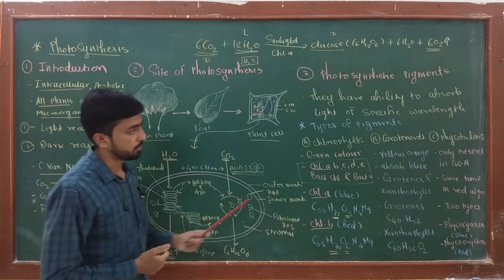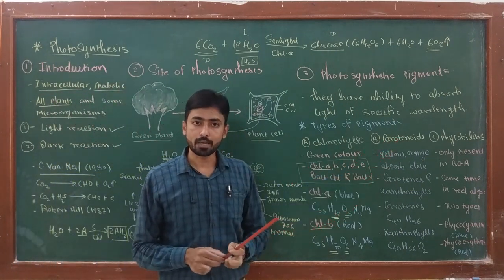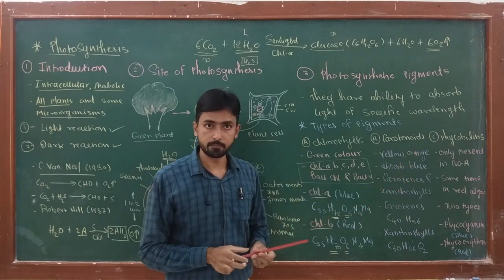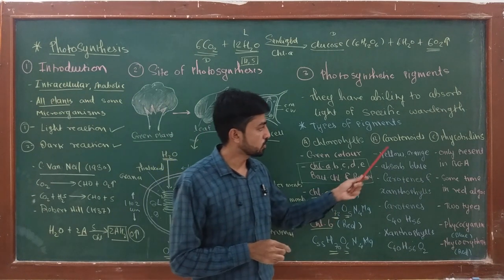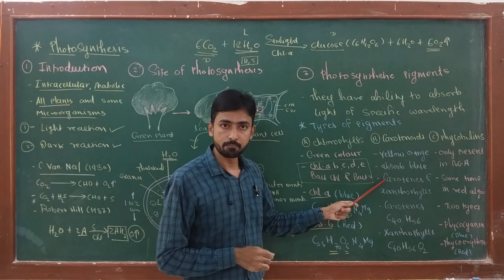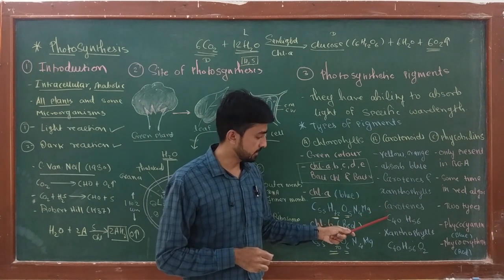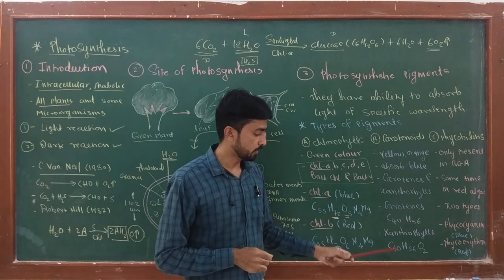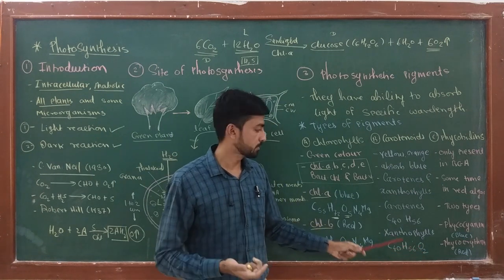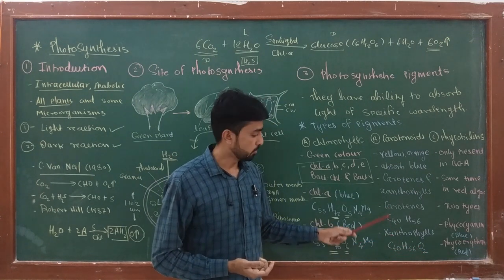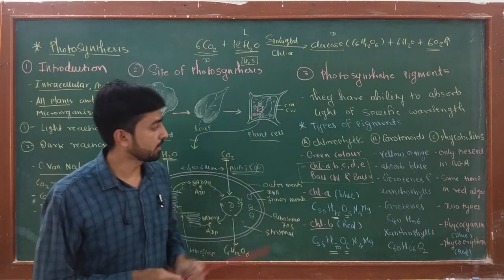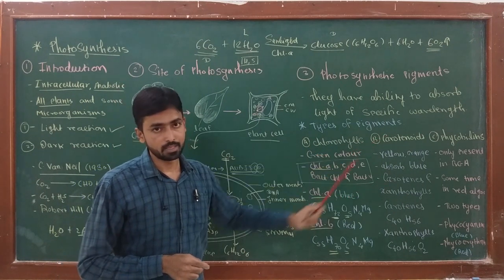Next type of pigment is carotenoid. The color of carotenoid pigment is yellow to orange, and they absorb blue light maximally. Generally, there are two types of carotenoid pigments, xanthophylls and carotenes. Carotenes have the molecular formula C40H56, while xanthophyll has the molecular formula C40H56O2. The oxidative form of carotenoid is xanthophylls. Both these pigments play an accessory role in photosynthesis. The main role is played by chlorophyll, while the accessory role is played by carotenoids.